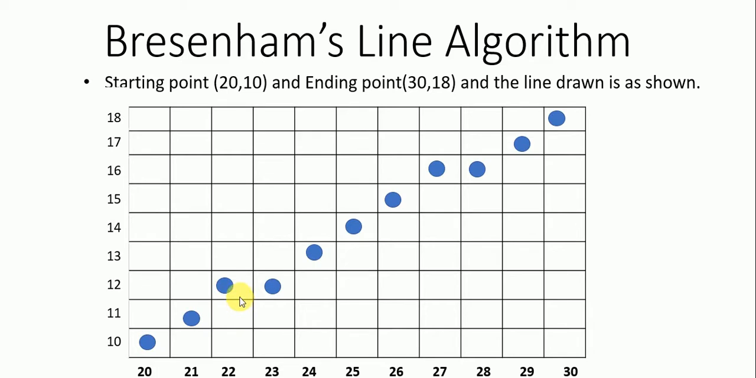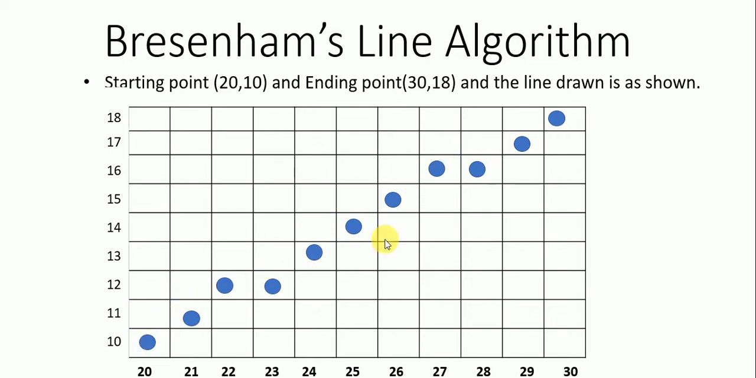And here, on the line, there's a choice between these two pixels. Either it has to choose this pixel or this pixel. Here it is choosing this pixel instead of selecting this pixel. So this choosing between these two pixels is decided using Bresenham's line algorithm. The algorithm explains how to draw a line by choosing the appropriate pixel. So the line is drawn according to that.